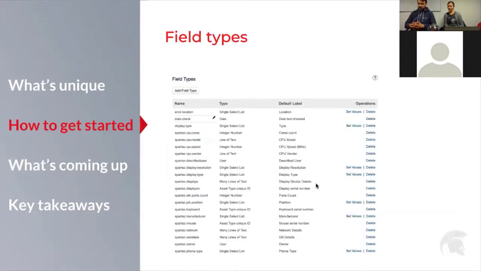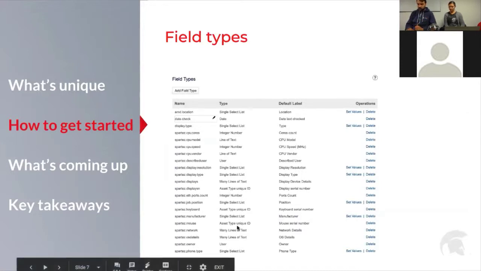Those field types are also always configurable. We have single select, date type field, integers, line of text. We even have a user type of field, which can be tied to a user in Jira, a highly suggested feature. We have user unique ID and also many others.